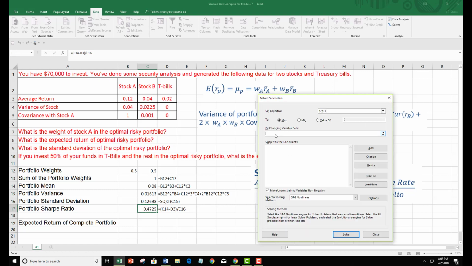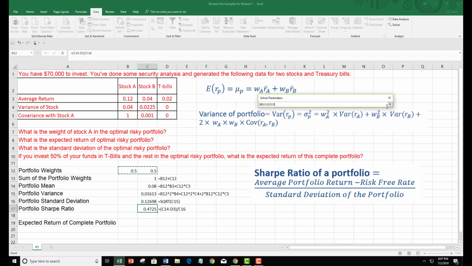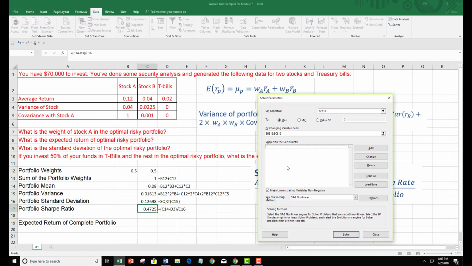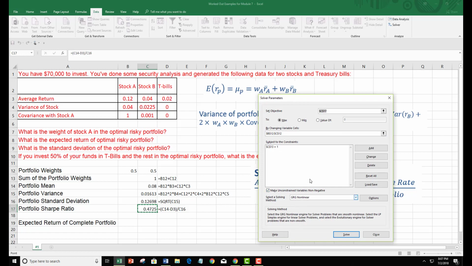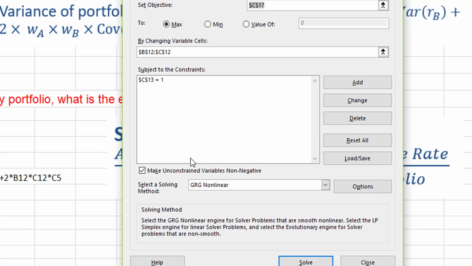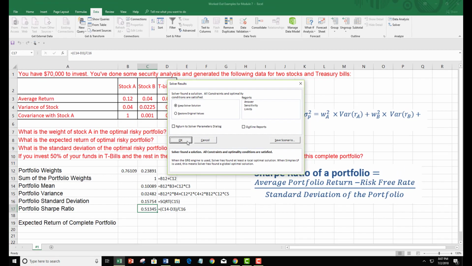And what do you want to change? We have to select the changing cells. So here in this case we want to change the portfolio weight, right? That's right here. And finally we need to add the constraint. That constraint in this typical case is always going to be that the sum of the portfolio weights should always equal 1. That is our constraint. And there is another option if you want to choose whether you want to make the portfolio weights negative or not. So here's a tick mark here. If you want your portfolio weights to be negative, you can untick it, but I'm going to leave this as is. And once you make all these selections, you can click on Solve and OK.